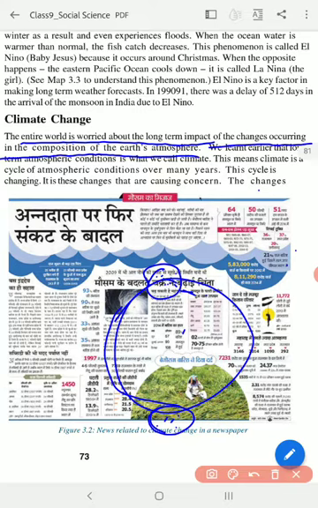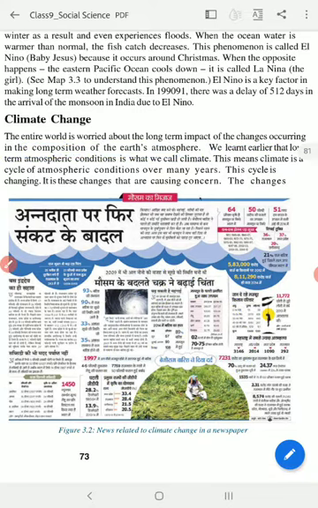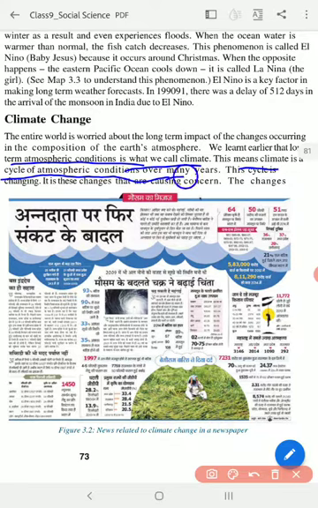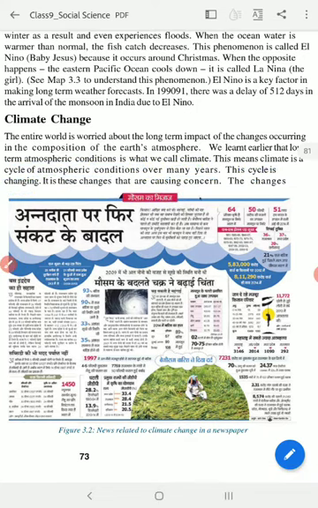It will create so much cyclone. Then the land will be submerged. That is the thing that is going to happen. So we learned earlier that the long term atmospheric condition is what we call as climate. This means the climate is a cycle of atmospheric conditions over many years. This cycle changes now. These changes are causing concern. So this cycle is changing.